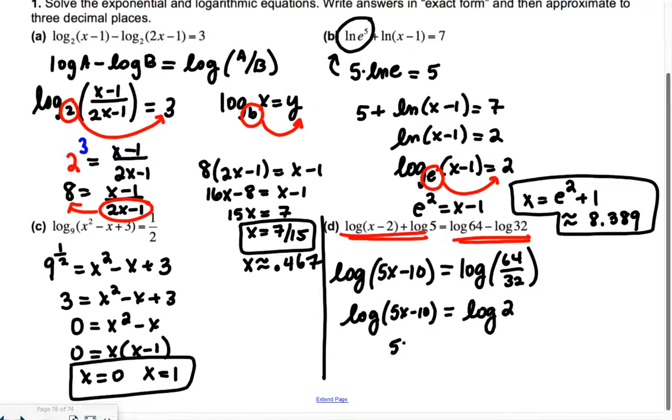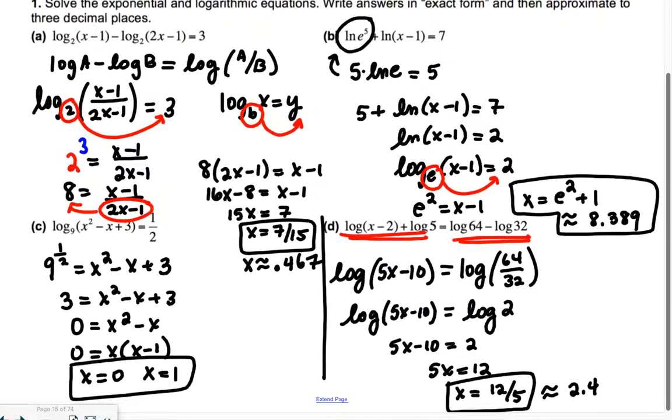So we're going to say 5x minus 10 is equal to 2. So 5x equals 12. So x is 12 divided by 5. Okay, so that's our exact answer. So if we wanted it rounded to 3 decimal places, I don't know why I put that in my calculator. I think I can do that in my head. 2.4. All right, we good?